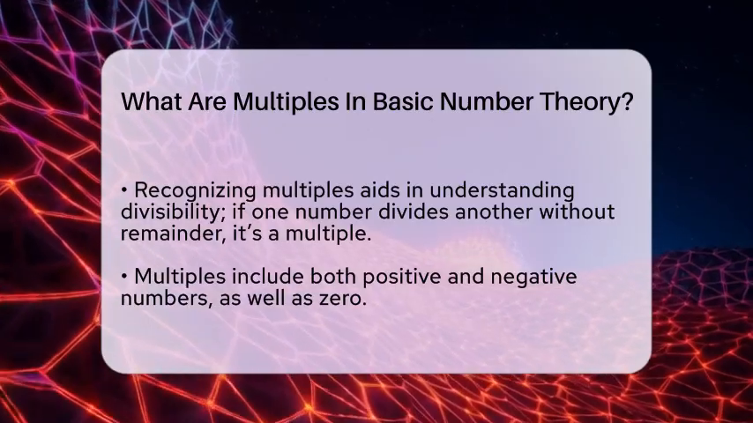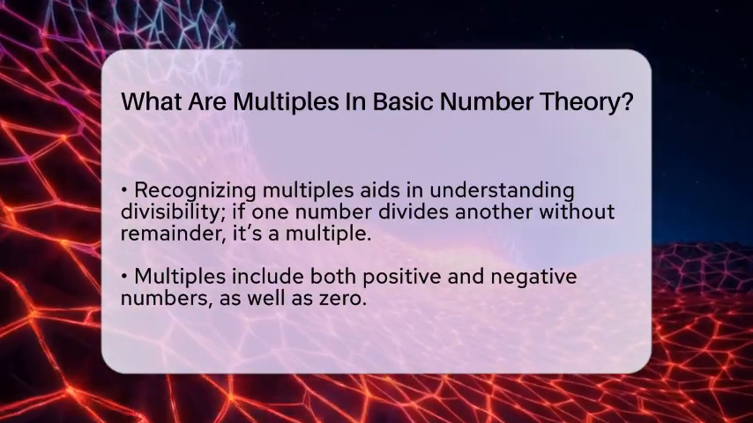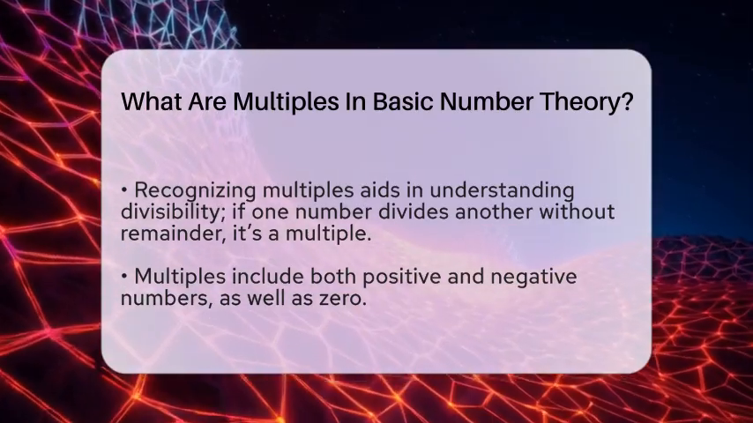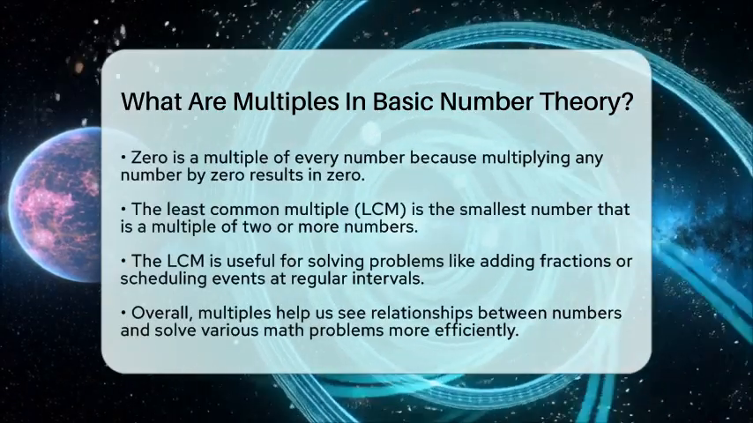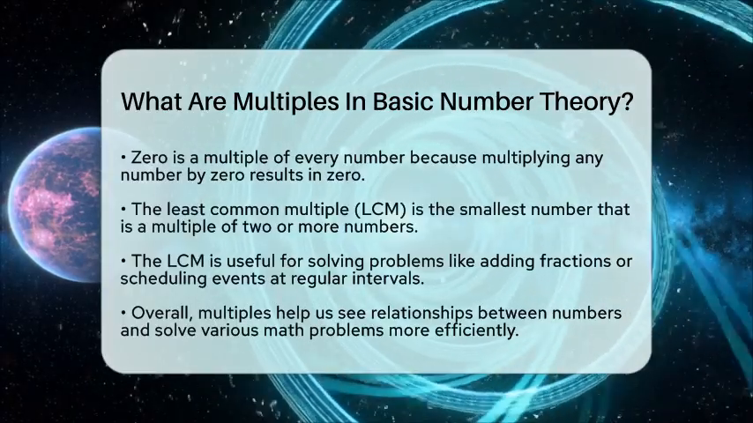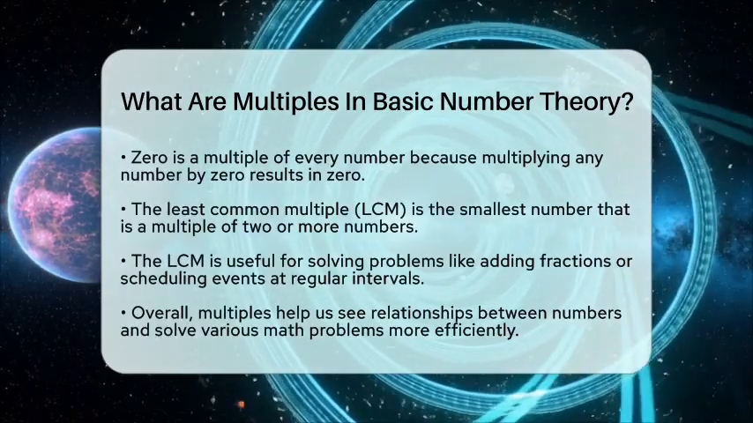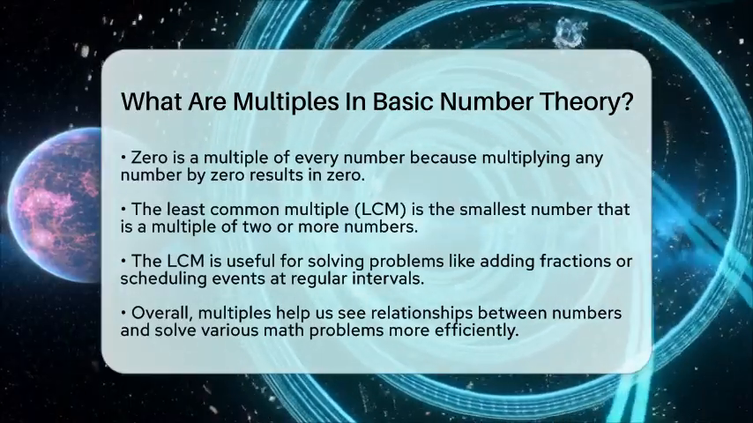One practical use of multiples is in finding the least common multiple, which is the smallest number that is a multiple of 2 or more numbers. This helps when adding fractions with different denominators or planning events that happen at different intervals. For example, if one event repeats every 3 days and another every 4 days, the least common multiple of 3 and 4 is 12. So, both events will happen together every 12 days.